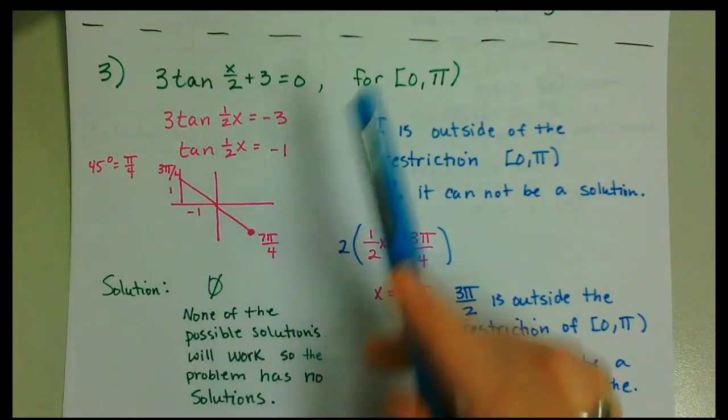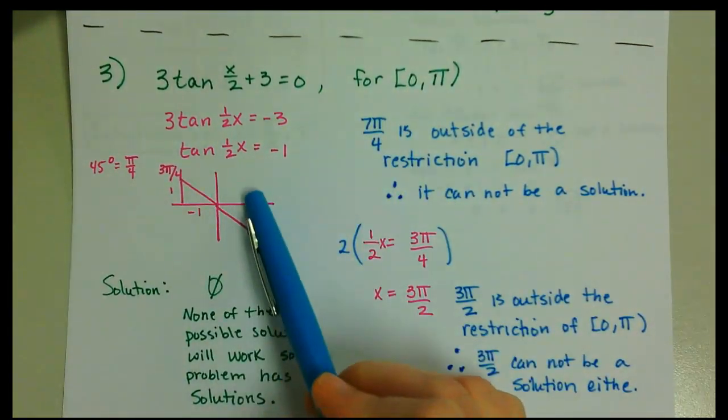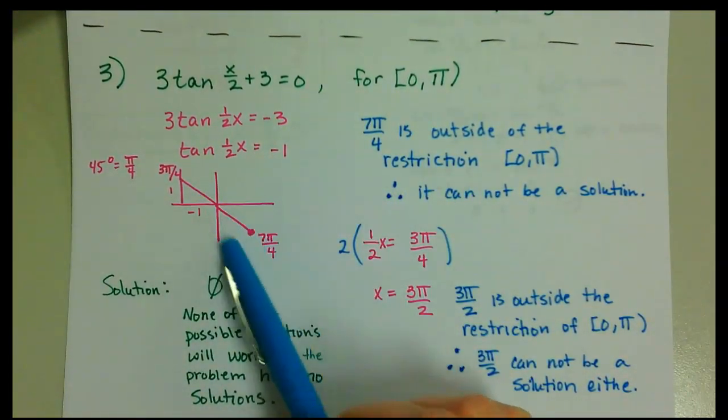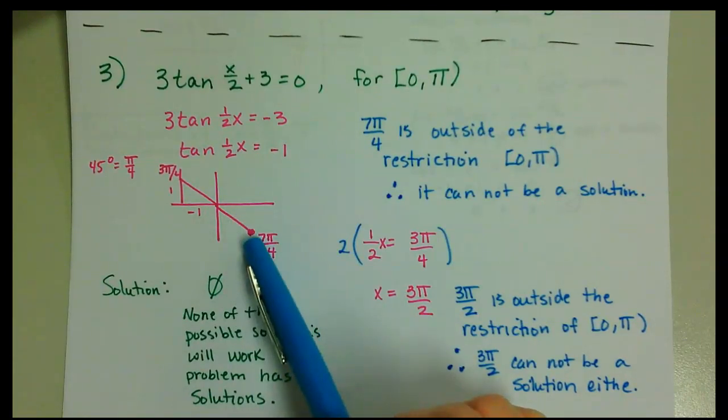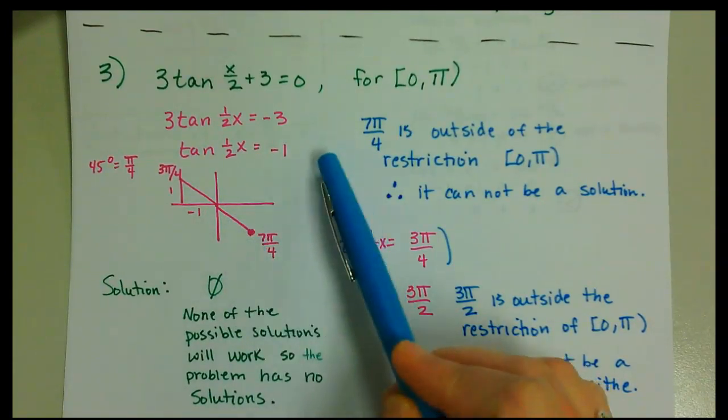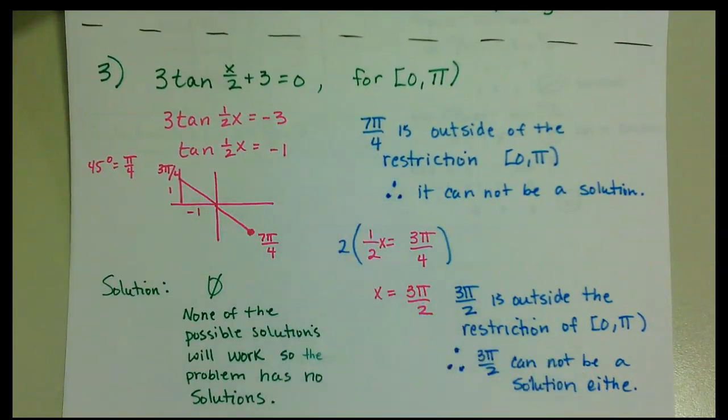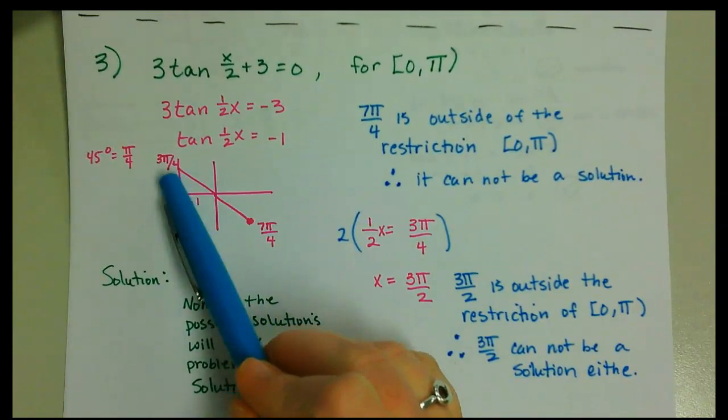Now, if you remember this restriction from 0 to pi, that means the top half of the circle. So this right here is bigger than pi. So right from the beginning, we can rule out this as a solution because it's outside of the restricted area. So that leaves me working with this one.